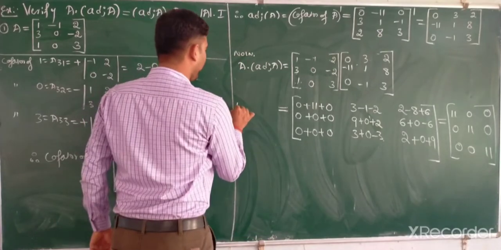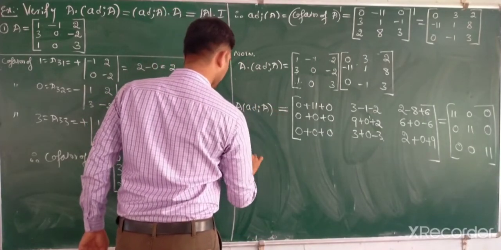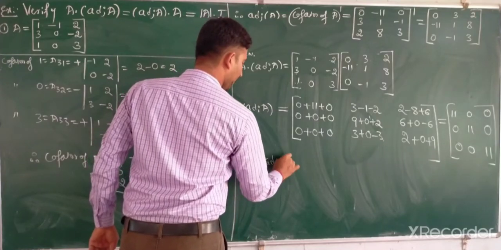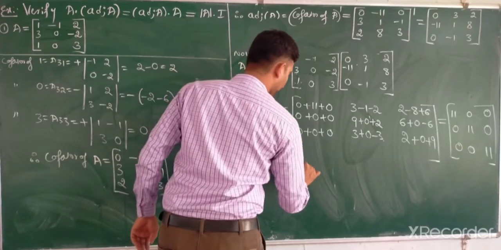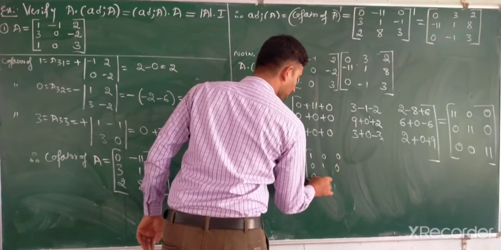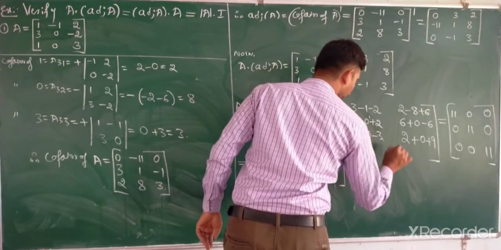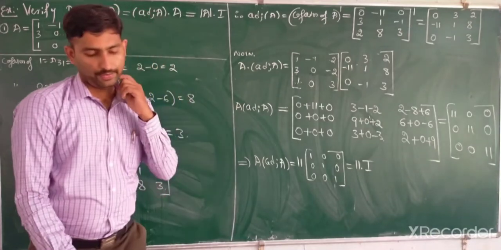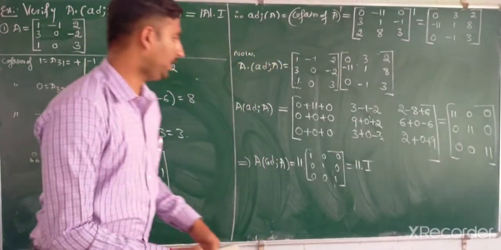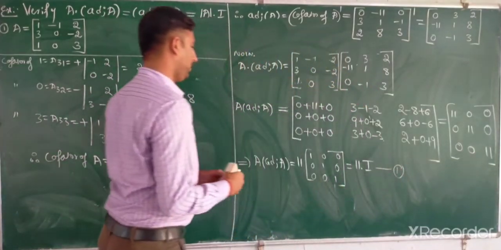So A into adjoint of capital A is nothing but 11 kept outside, and what happens? 1 0 0, 0 1 0, 0 0 1, which is nothing but 11 into the value of I, 11 into I. Call it equation number 1.